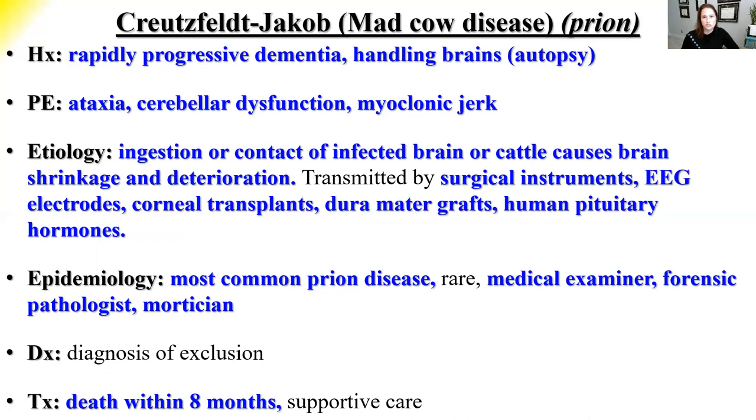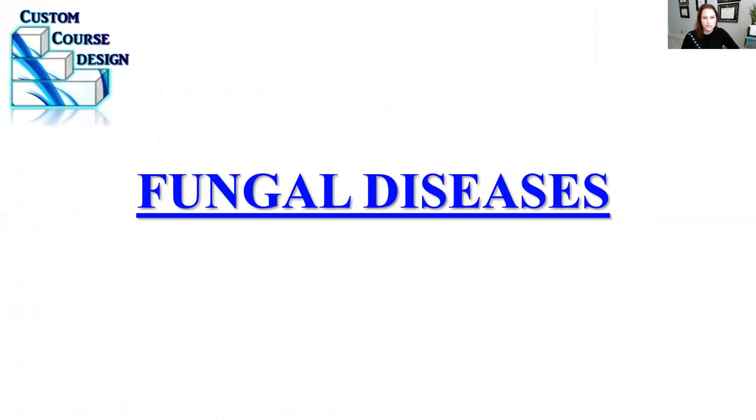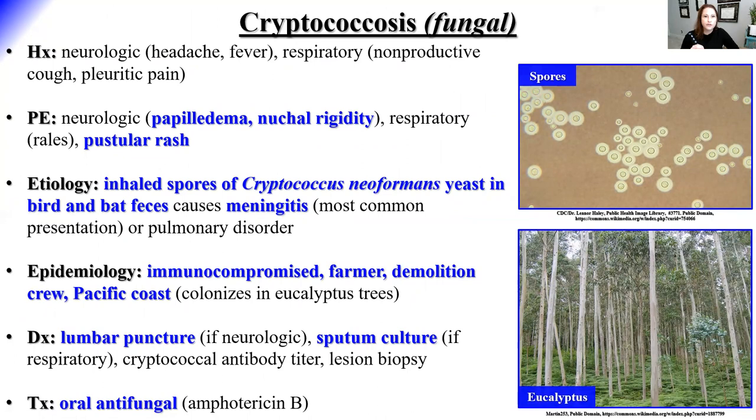Now let's move on to our fungal diseases. The first one that we're going to talk about is cryptococcosis. It is very important as we go through these slides that you understand the scientific names, so genus and species of the etiologies for these disorders. For example, this is Cryptococcus neoformans. In cryptococcosis, this is inhaled spores of a yeast, Cryptococcus neoformans, and it presents in bird and bat feces.